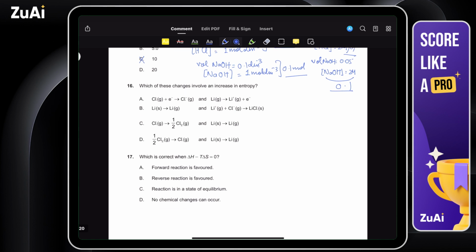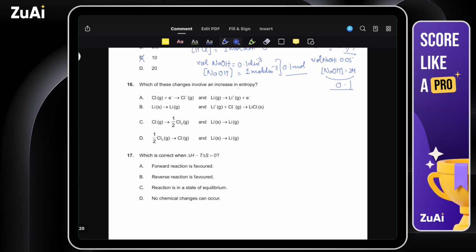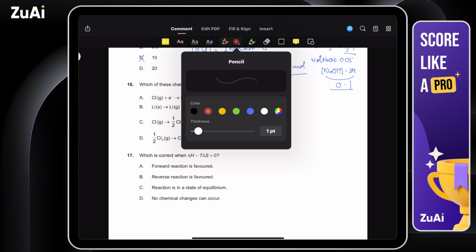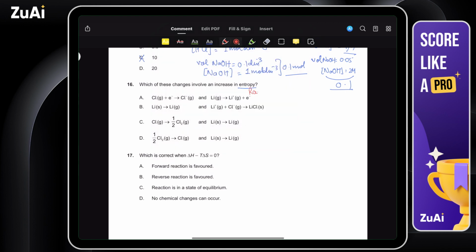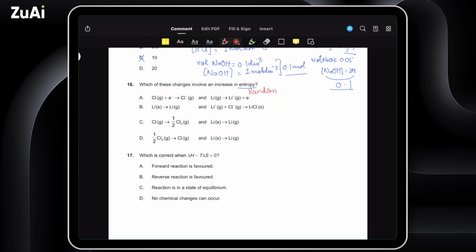Which of these changes involve an increase in entropy? What is entropy? Entropy is randomness or disorderliness. So lithium solid to gas is what we can say is disordered. And molecule to atom is what? Disordered. So that's why D is the answer.